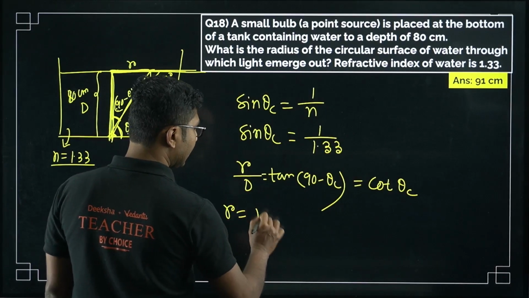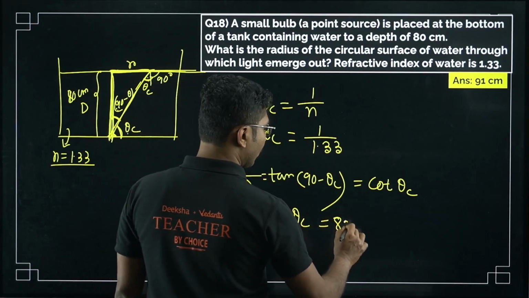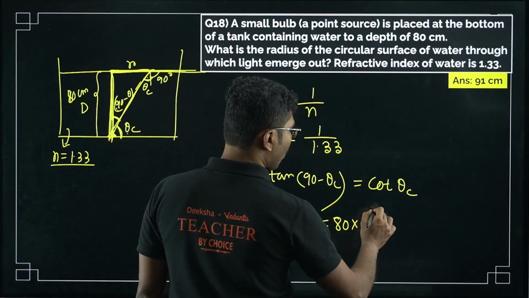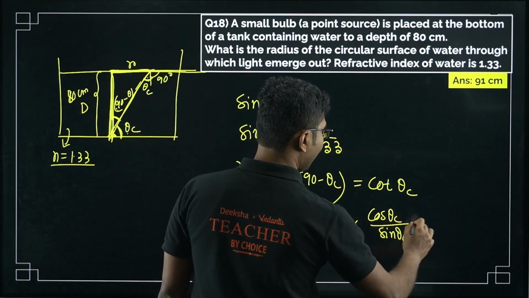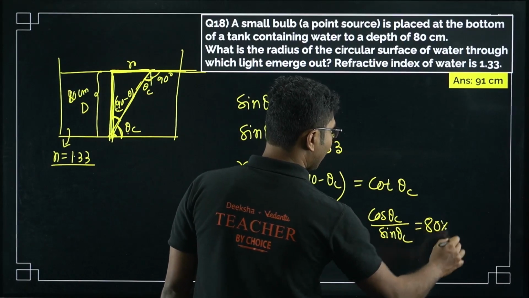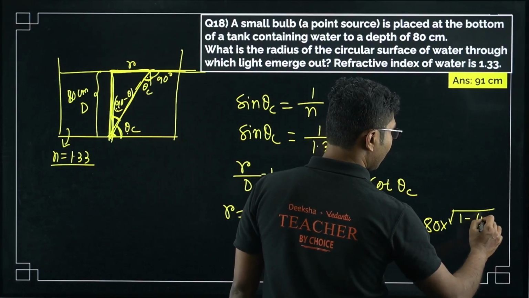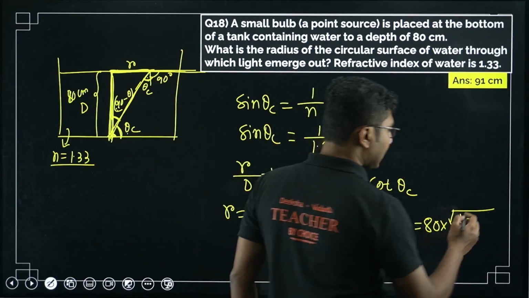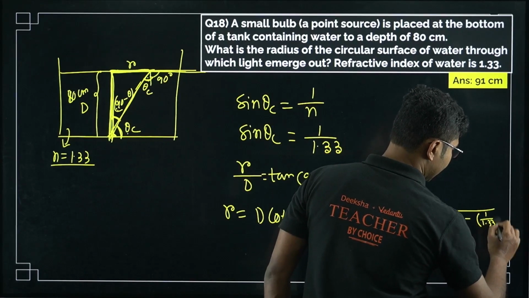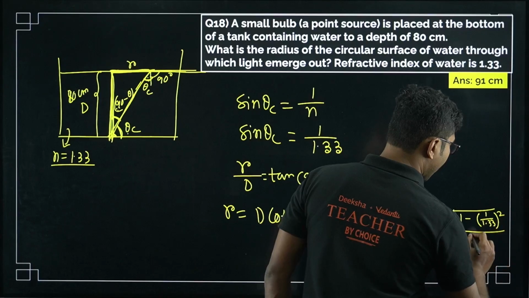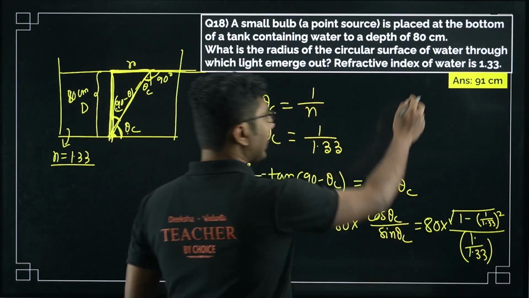So R is basically d cot theta c, that is 80 into cot theta c, which means cos theta c divided by sin theta c. Okay, so just a desi upay to solve this question. Now cos theta is root of 1 minus sin square theta, that is root of 1 minus (1 by 1.33) whole square, divided by 1 by 1.33. So if you calculate it, you will get 91 centimeter.